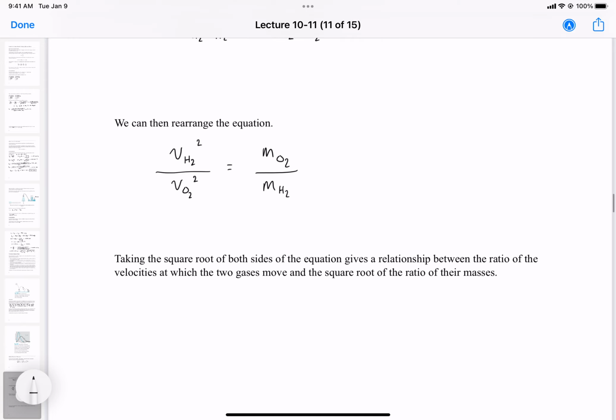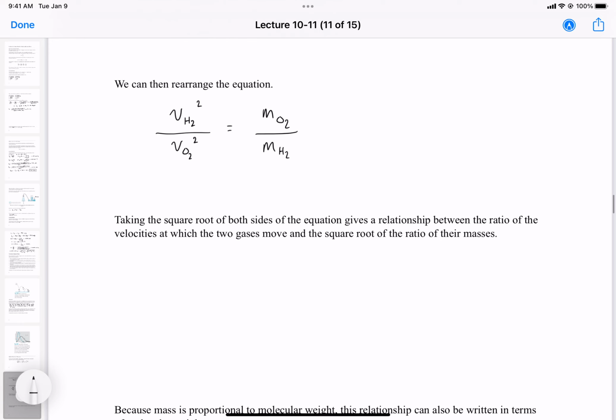So if we take the square root of both sides, we can now compare the velocities directly. So velocity of H2 over the velocity of O2 equals the square root of the mass of oxygen over the mass of hydrogen. Okay.